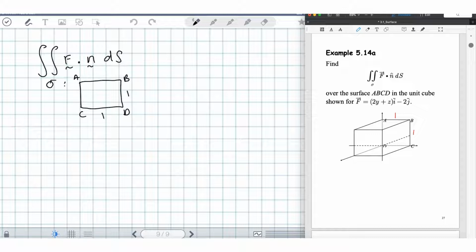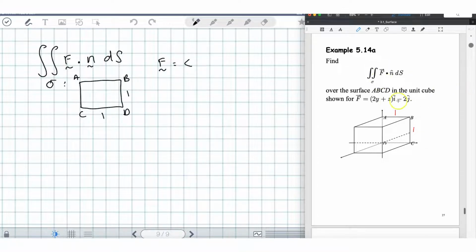What else do we have? We are given the vector function, so you have to take note here. They give you the i component, 2y plus z, and for component j you have -2. The k component is 0. You can put 0 or leave it out. Now we want to solve the surface integral using a new form, which is simpler to work with, F dot n dA.